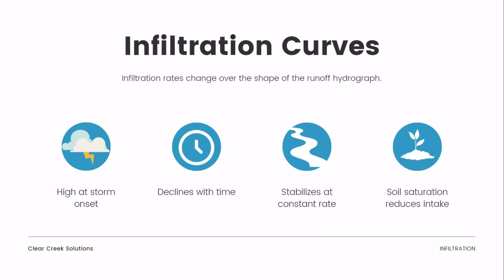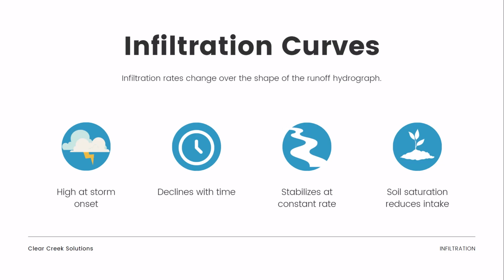What is some basic infiltration curve information? We know infiltration rates change over the shape of the runoff hydrograph. Infiltration rates are typically highest at the beginning of the storm when soils are dry and have more capacity. As pores fill with water, infiltration slows until it approaches a stable minimum rate, often called the saturated infiltration capacity. These changing rates shape the runoff hydrograph: how quickly and how much stormwater reaches drains and streams.